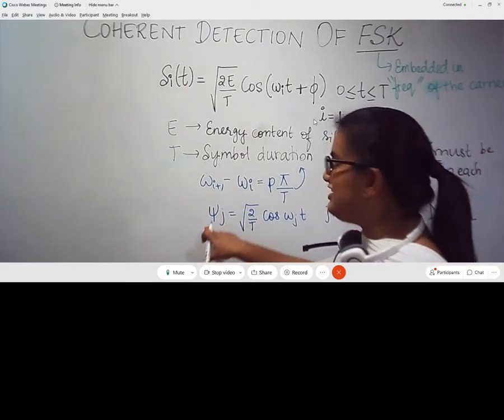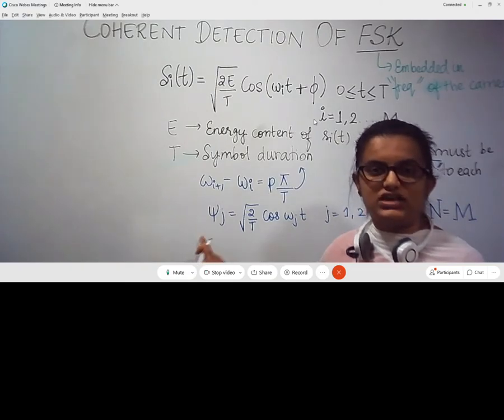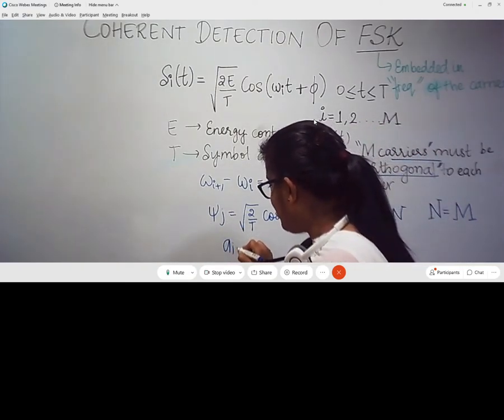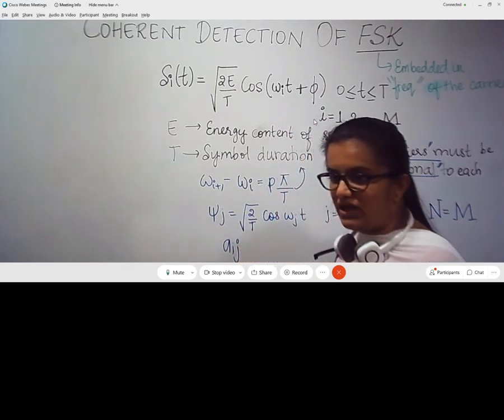Now, how to identify the coefficients corresponding to the basis function? The coefficient is always denoted as Aij. I hope this is visible.